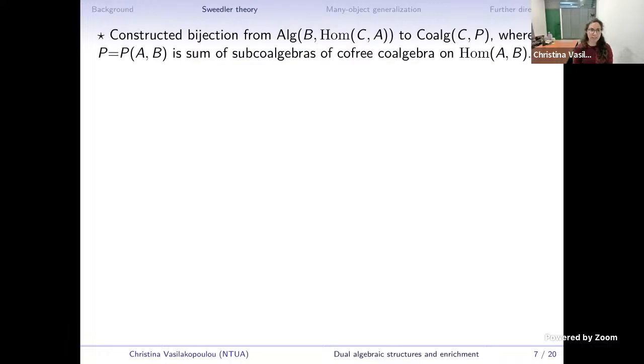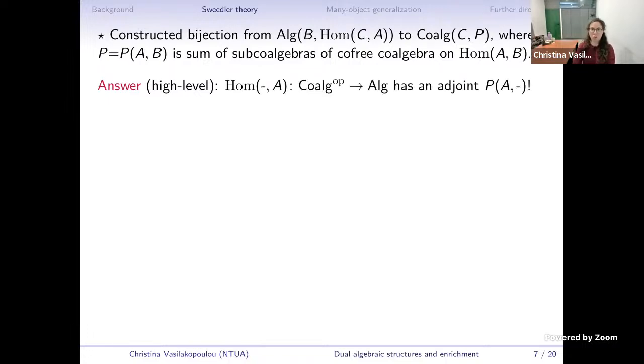And the way this was constructed was algebraically, by starting from the hom space from A to B, then taking the cofree coalgebra of this. So, okay, now we have a coalgebra, that's a good starting point, and then take a whole sum of sub-coalgebras for which a natural map measures. In any case, we're not interested in these details, but we're interested in the fact that doing this, we obtain this bijection between these two hom sets, which is in fact natural. So one way of saying this is that the convolution functor with a fixed variable has an adjoint P(A, -).